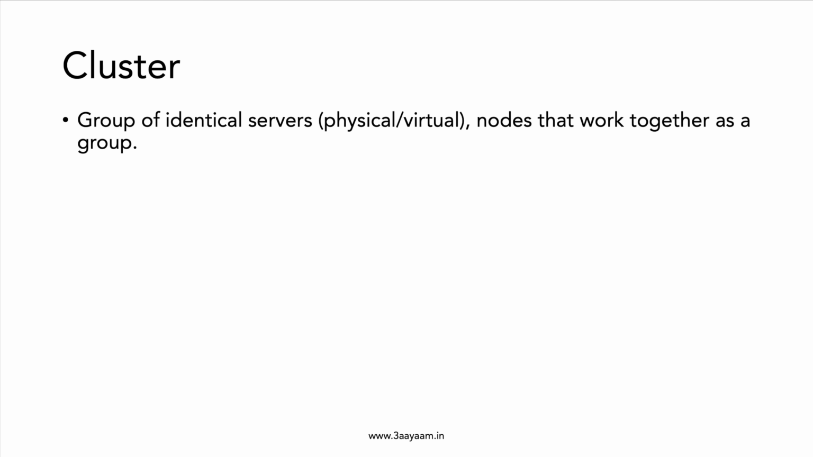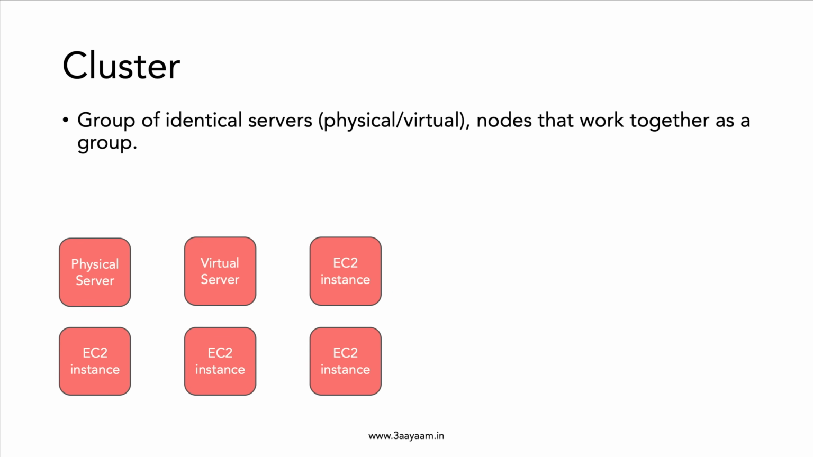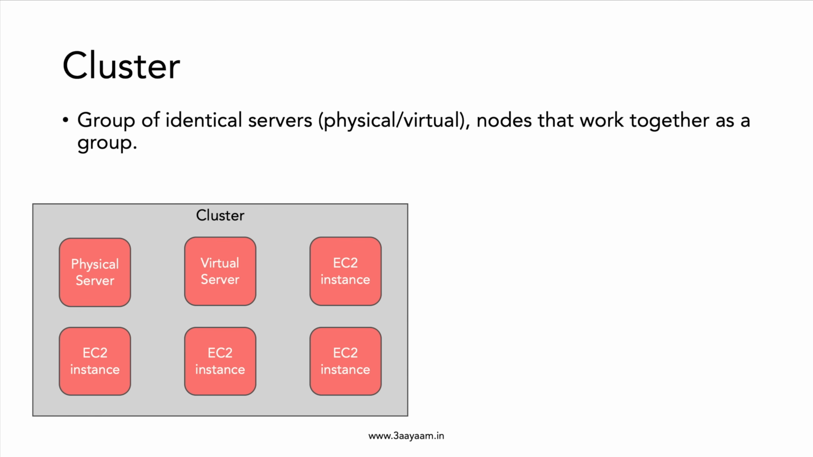The definition of a cluster is that it is a group of identical servers. The servers can be either physical or virtual, or nodes that work together as a group. The boxes that I'm showing you are servers. As I said, it can be physical servers or virtual servers, or it can be EC2 instances also. As you already know, EC2 instances are virtual machines or virtual servers on AWS. If you combine them all together and they are connected to each other, that is a cluster.